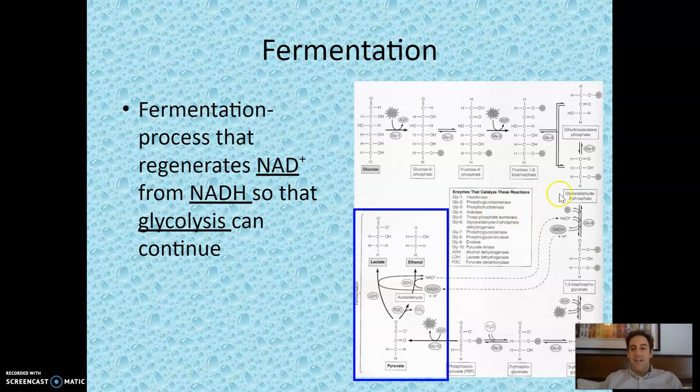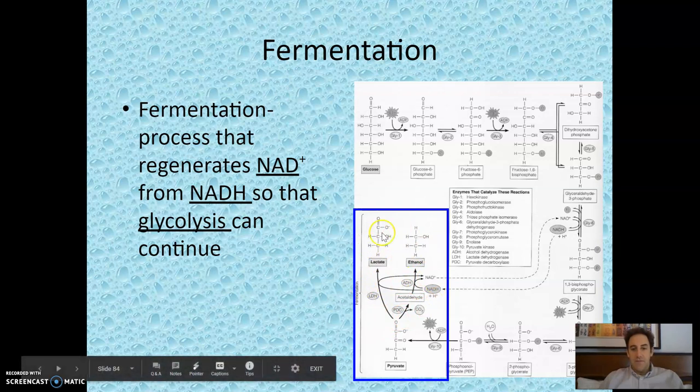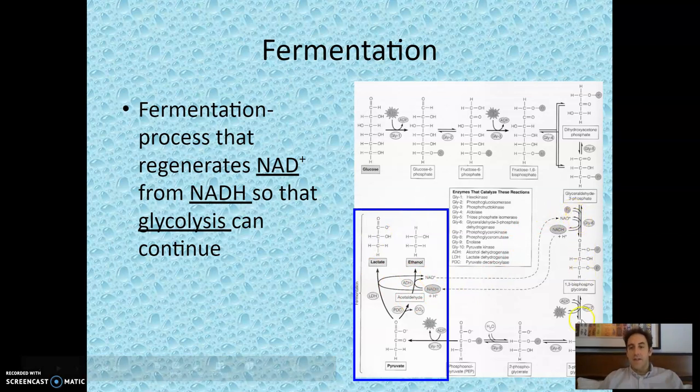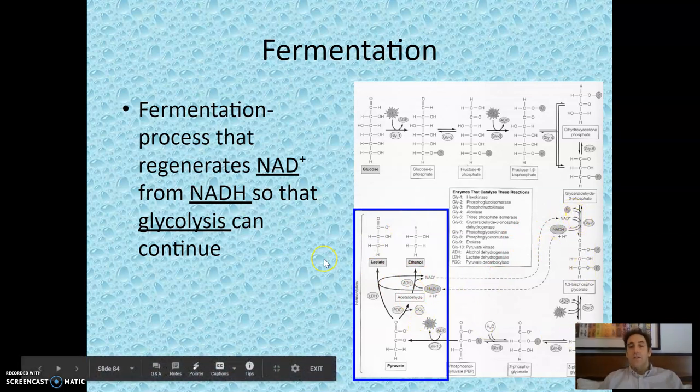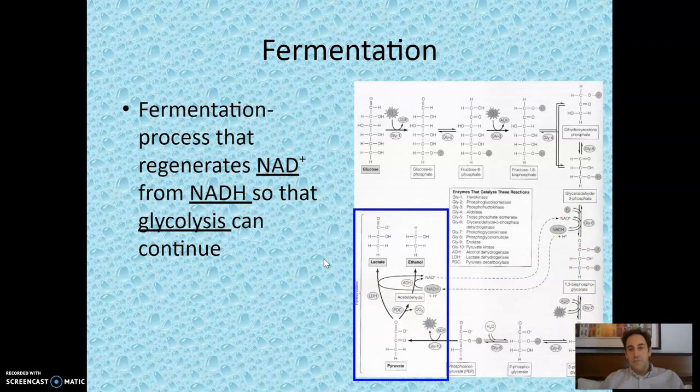Fermentation is a process that regenerates this NAD+, so that at least glycolysis can continue. You can see this over here. This NADH that's formed in glycolysis can actually be converted back to NAD+ by these steps here in fermentation. And if NAD+ is reformed here, then it can be used in this reaction, and this overall process can continue. So fermentation is basically something your body does to just keep a little bit of energy going.